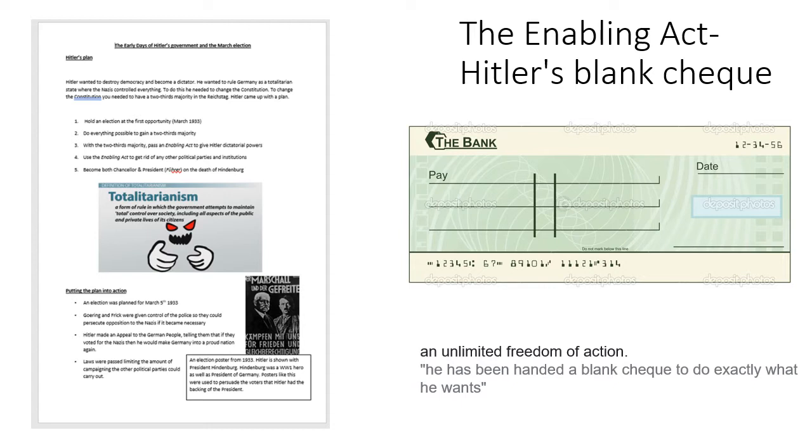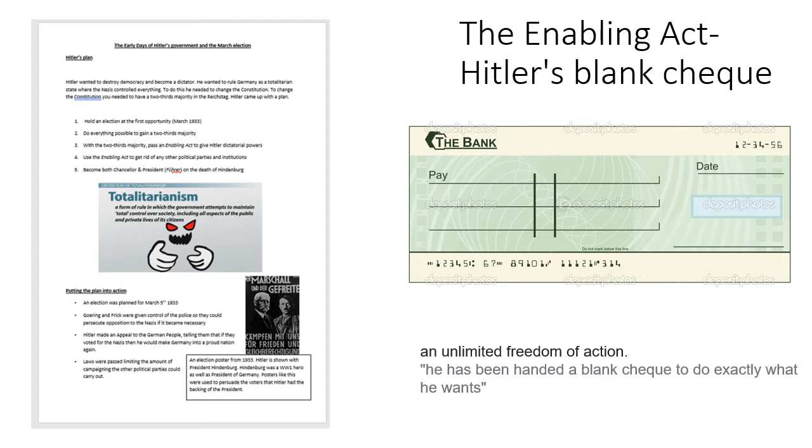Hitler wanted to destroy democracy and become a dictator. He wanted to rule Germany as a totalitarian state where the Nazis controlled everything. To do this, he needed to change the constitution. And to change the constitution, he needed to have a 2/3 majority in the Reichstag, so a super majority. So that's going to be difficult to do, but Hitler came up with a plan.